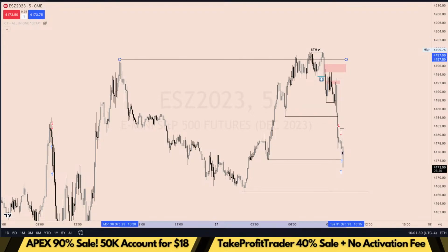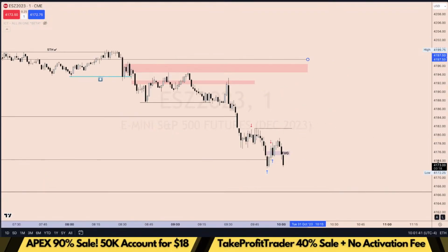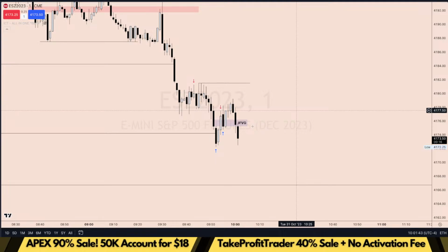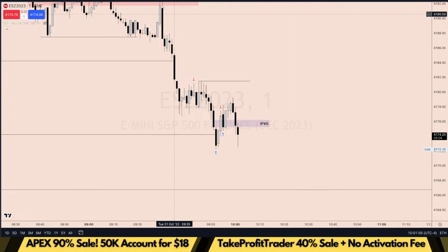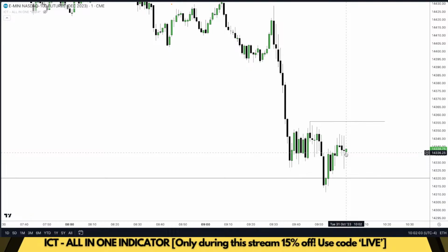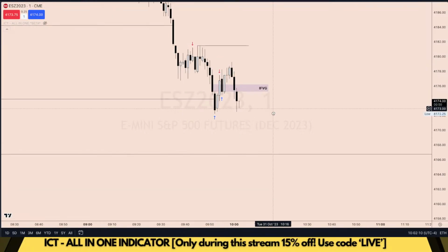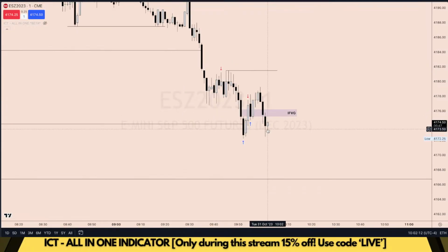Let me go back to the 1 minute. We just got the 10 a.m. news. That's likely why we saw price not really respecting our inefficiencies. Take a look at NQ. Just going to keep an eye on that here. Yes, it's not really that far away from our major draw on liquidity, being London sell side or 2 a.m. sell side.